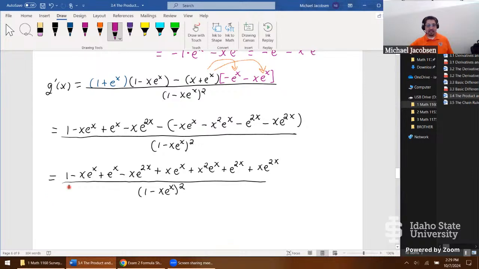Let's see. There's a negative x e to the x combining with positive x e to, no, that's not the right one. This one has 2x, so that's not the like term. It would combine with that one. It has x and e to the x, both to the same powers. So you've got to be a little bit careful canceling these things. And what else do we get? Negative x e to the 2x. Oh, they do have an opposite.